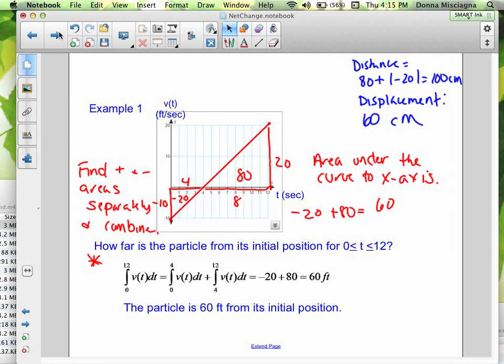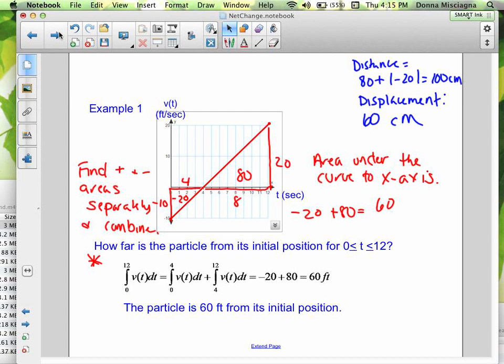All right, so here with the graph, it's pretty easy. How far is the particle from its initial position at t from 0 to 12 seconds? All right, so here it's going negative 20 feet in the negative direction, right? Because the graph, that would be 10 times 4 times a half. And then, nice linear function, pretty easy to find the area under. And then it's moving 80 in the positive direction. So the actual change in position would be 60 feet. So it's 60 feet from its initial position.